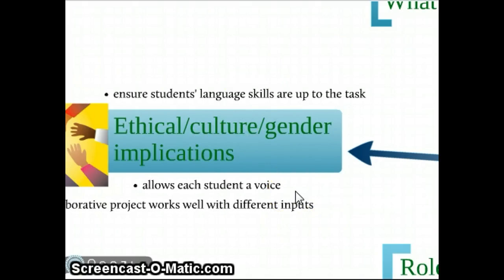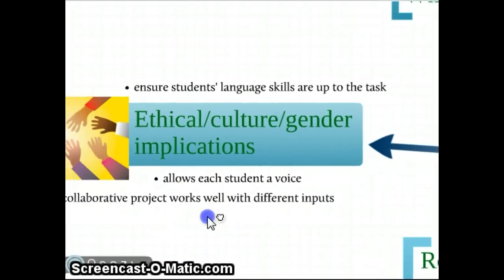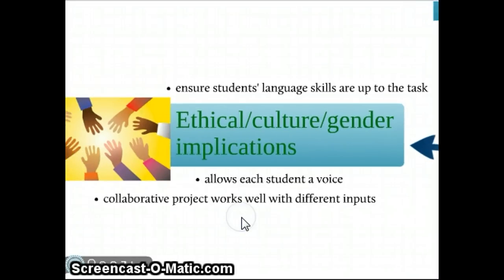One great thing about this strategy in an ethical and cultural way is that it allows each student a voice and the ability to speak from their own experiences. As well, this collaborative project works really well with different inputs. So a diversity of viewpoints coming from a diverse class will really enrich the work that the students do.